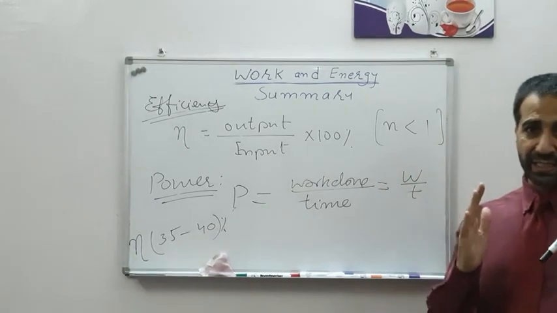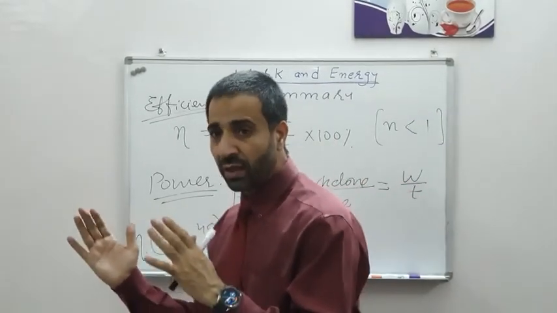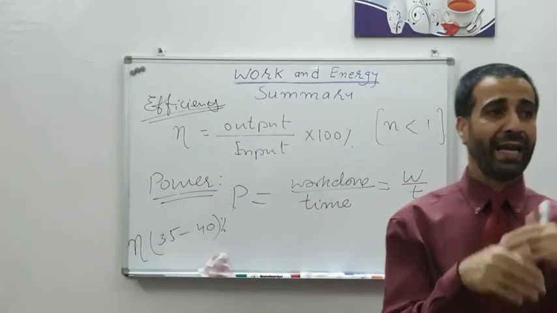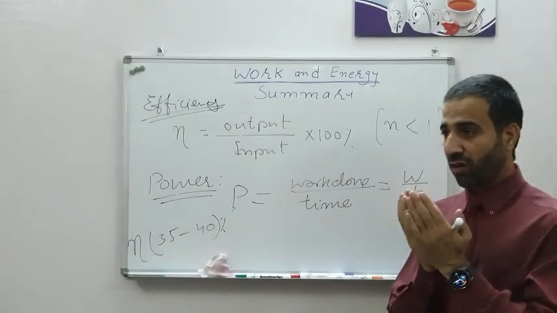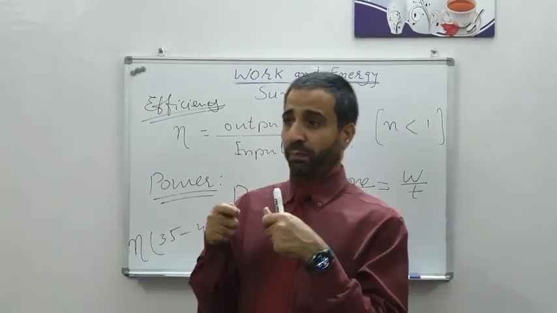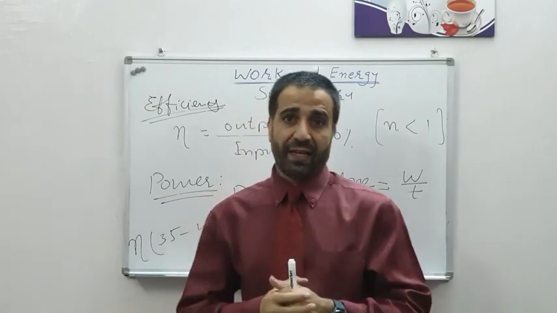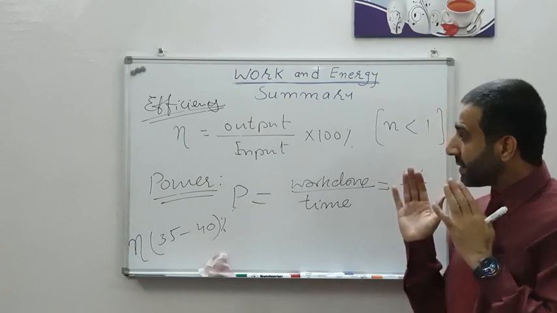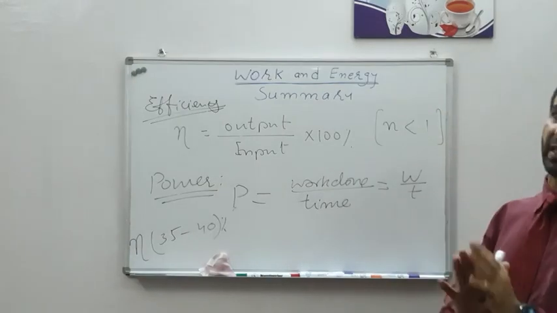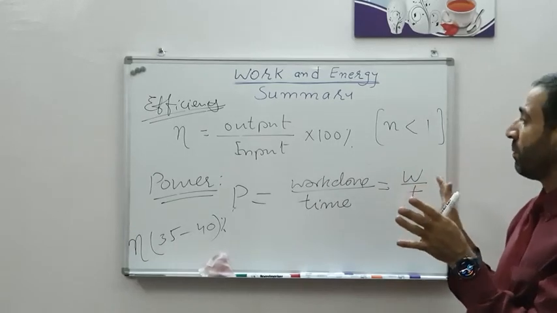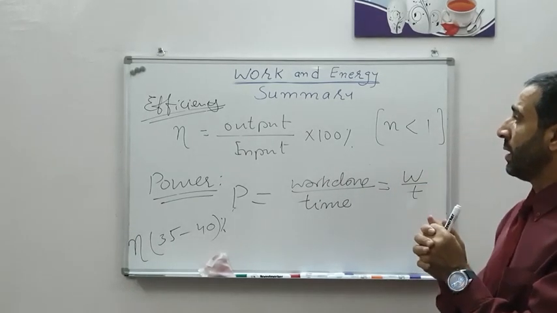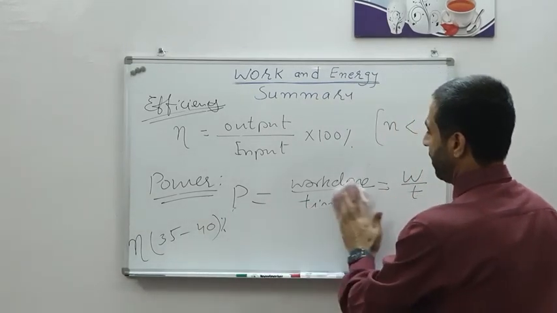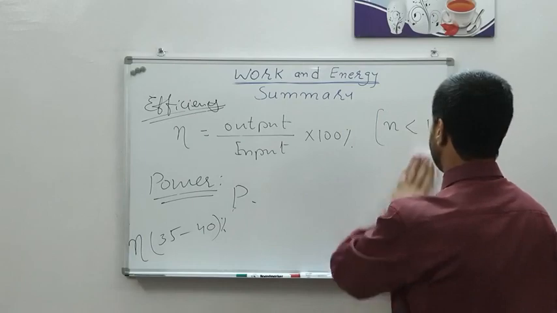So work and energy, there is an intricate difference between the two, right? Work is in fact the method of transfer of energy, while energy is the capacity or the ability to produce force in one way, or to cause force. And there is a difference between efficiency and power also. So these were the four major points of this chapter. So that was the summary. Now let us move on to the exercise.